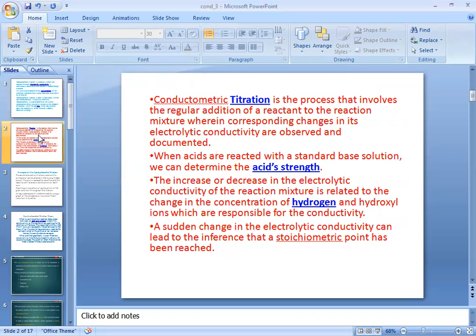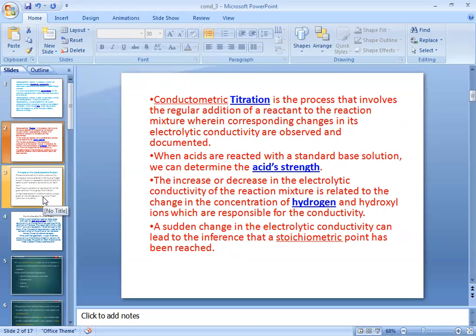Now, conductometry titration is a process that involves regular addition of reactant to the reaction mixture, where the corresponding change in the electrical conductivity is observed and documented. So, यहाँ पर हम लोग analyte solution में दूसरा electrolyte add करेंगे और जो भी electrical conductivity changes होंगे that we will observe and record. When acid is added with the standard base solution, we can determine acid strength.